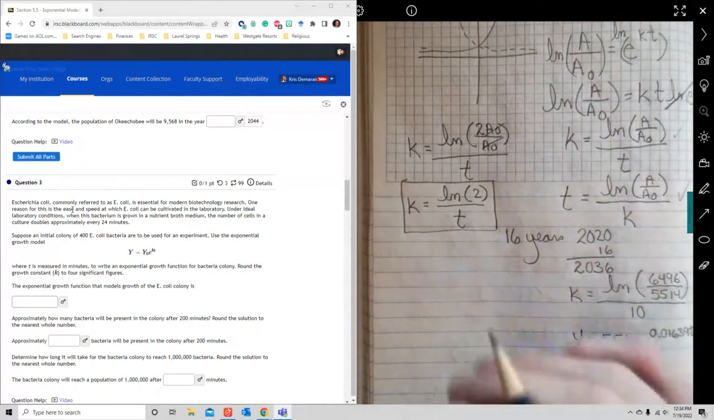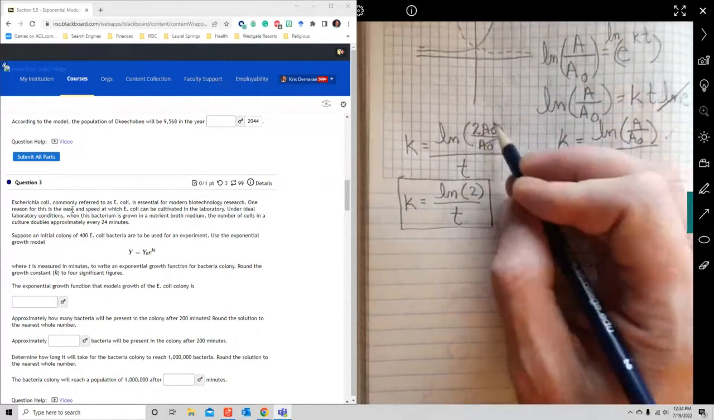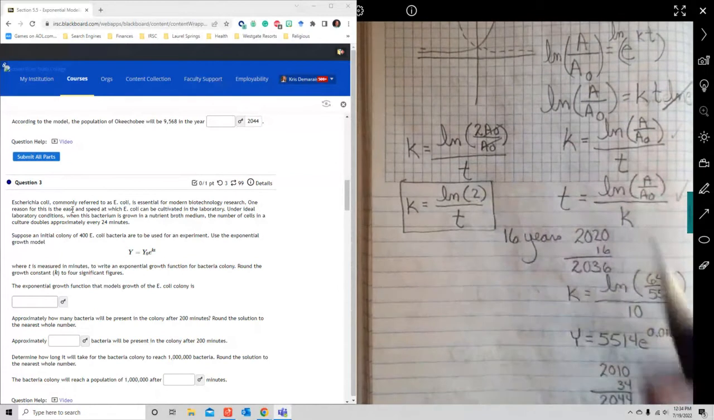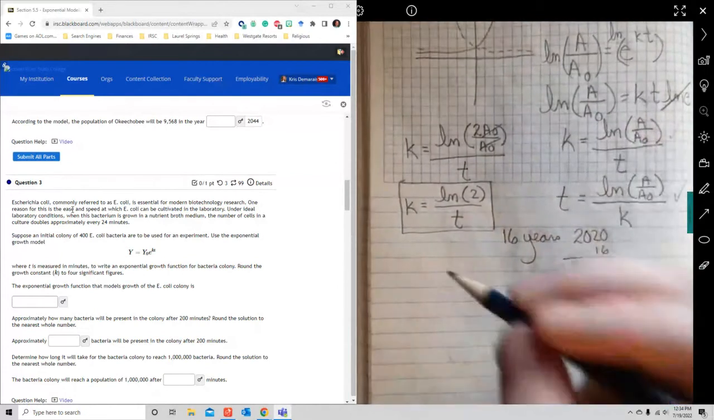And half-life works the same way. Half-life is 1/2 of the initial, so this would be 1/2, and then the a sub naughts knock each other out. So you have ln of 1/2. That's how 1/2 works as well, so that's in a decaying function.